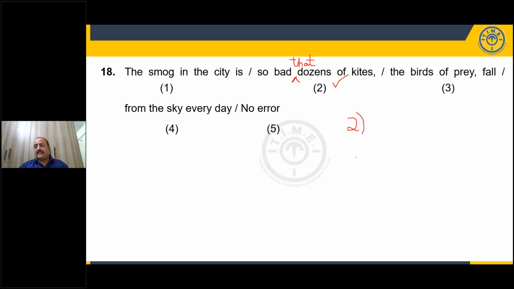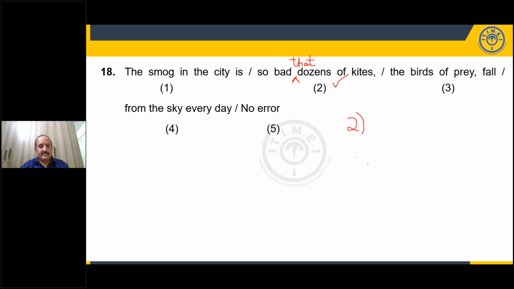Again, like I said before, I'm giving you the correction only for your knowledge, because in the exam you only need to mark the error. So there's a scenario where you're not sure what the correction would be, but you're sure that there is an error, you can still mark that as the answer. Because what we need to be sure about is whether there's an error in that part or not. So definitely option number 2.